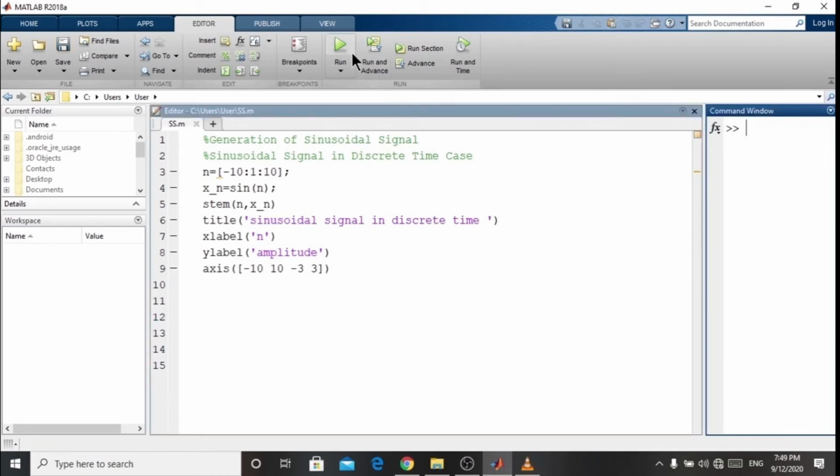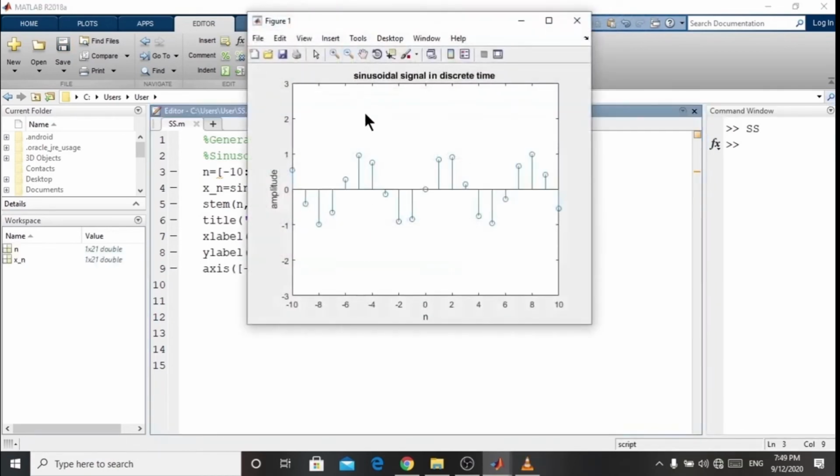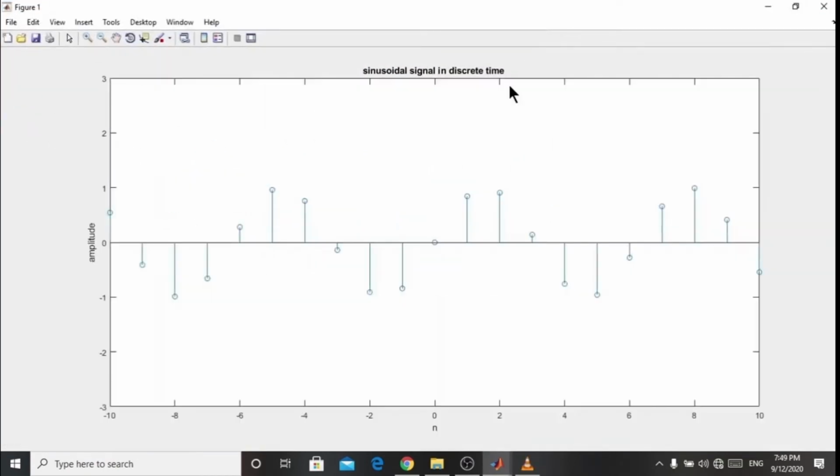So let's run the code and observe how the graph will look like. So the sinusoidal signal in a discrete time domain will look like this. It will plot t of minus 10, t of minus 9, t of minus 8 up to t of 10. The time period between these two instances is known as a sampling period. Let's decrease the sampling period and look at how the graph will look like.